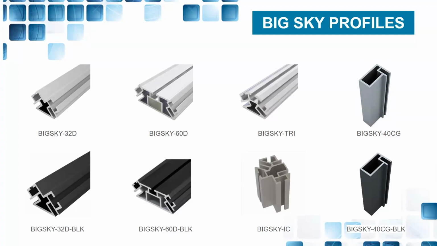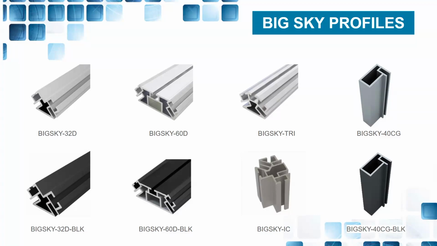We also offer what's known as the Big Sky Tri profile. This allows you to create a triangular tower. Those are very nice to have when space is limited and you want a different look outside of just the square or rectangular. The Big Sky 32 and 60 both come in black, or what we call onyx, if you see those lower two profiles in the photograph.